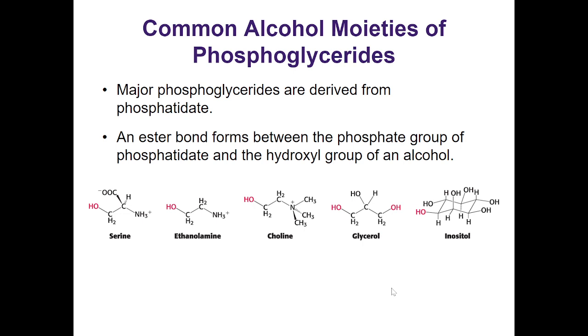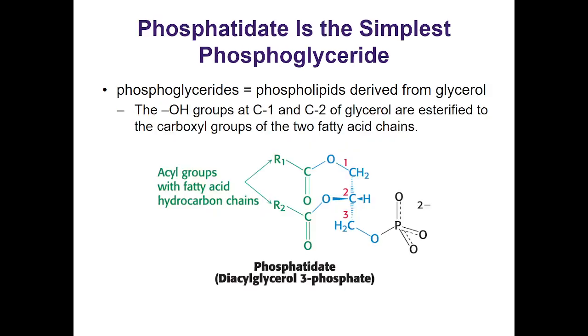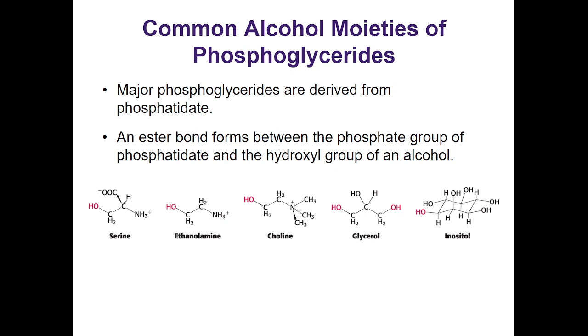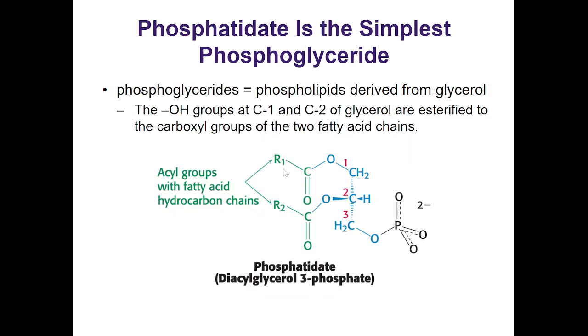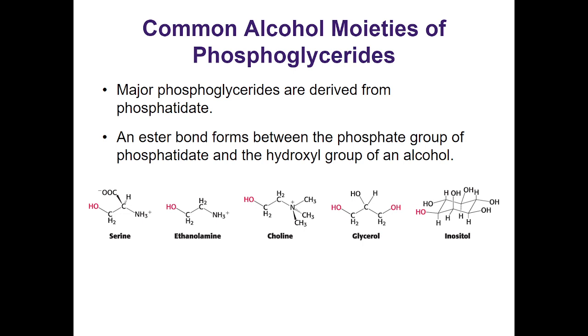So our common alcohol moieties of phosphoglycerides, the major phosphoglycerides, are going to be derived from phosphatidate, which is the one we just looked at, which is the simplest one. Notice that we don't actually care what these chains here are. They're all phosphatidates. So we could have a 10, 12, 8, I don't care. Okay? It could have double bonds in it. Again, I don't care, right? We're just looking at the phosphoglycerides and phosphatidate.